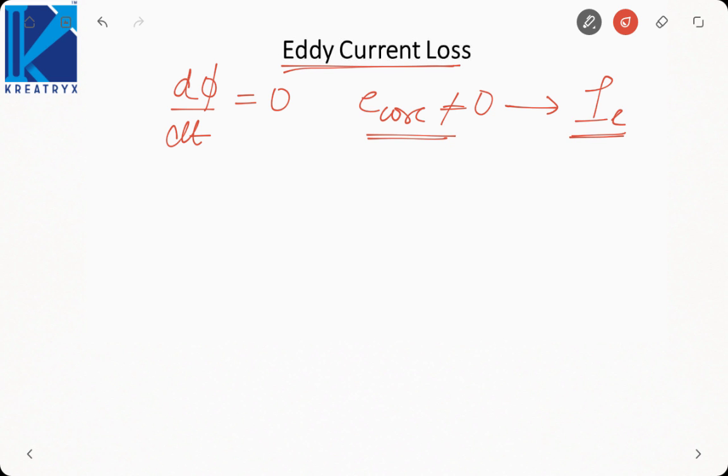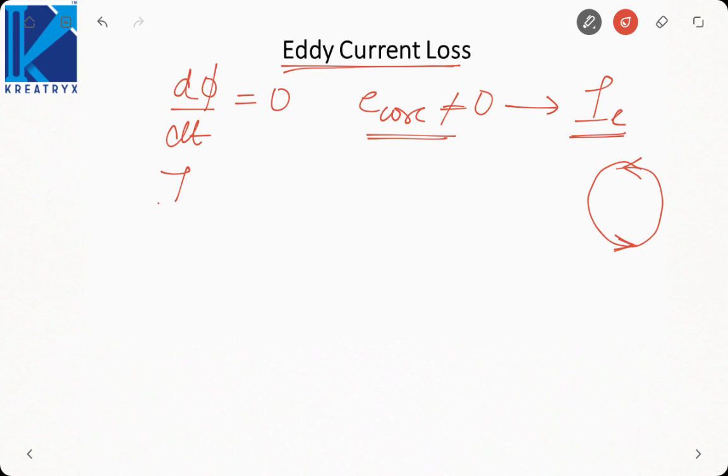Why is it called eddy current? Because as in a river, we have an eddy flowing in a circular loop. Similarly, these eddy currents in the core of the transformer flow in circular loops, hence they are called eddy currents. That is why when I was telling you about the laminations, I said we laminate the core to reduce the size of the loop so that eddy current losses reduce.